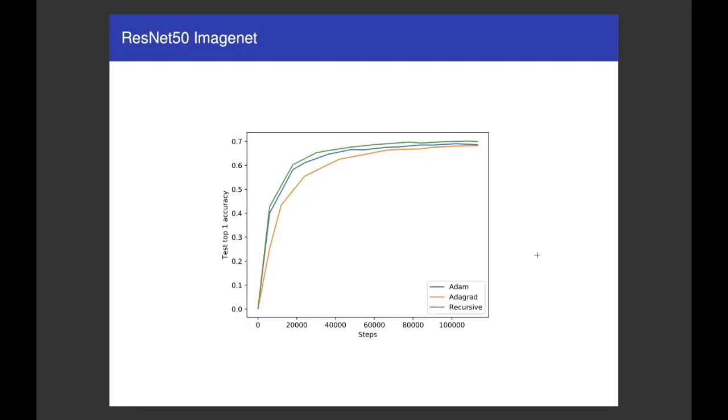Here is ResNet 50, which is a large image recognition model trained on ImageNet, which is of course a famous image recognition data set. Here we plotted the top 1 test accuracy. So this is just the test accuracy, basically, of Adam, Adagrad, and recursive. And here, the recursive optimizer is the winner, followed by Adam, and then Adagrad. The gap between recursive and Adam is roughly about 1%. So it's about a difference of 0.7 to 0.69 here.